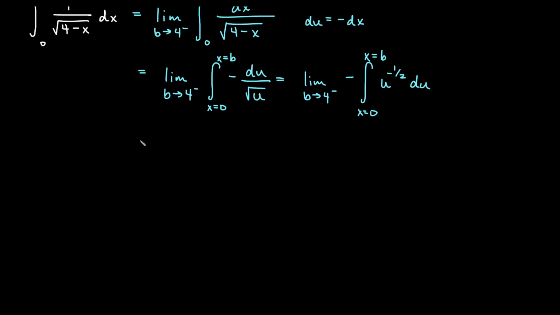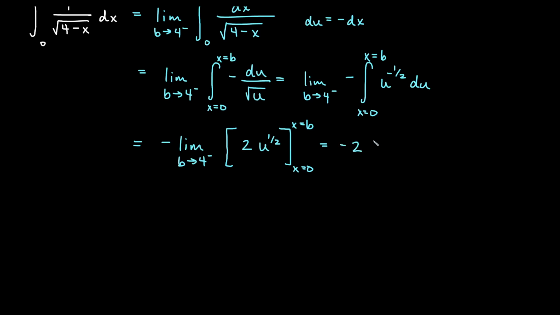Okay, let's go ahead and do our antiderivative. I'm going to bump my negative outside the limit. I have negative limit b approaching 4 from the minus side. And then my antiderivative, my power goes up by 1, so that's u to the 1/2. Divide by the new power, 1/2 would be like multiply by 2. My bounds, remember, are x bounds, so I'll say x equals 0 and x equals b. Let's replace now in terms of x, so I don't have to write this again. I'm going to bump the 2 out as well.